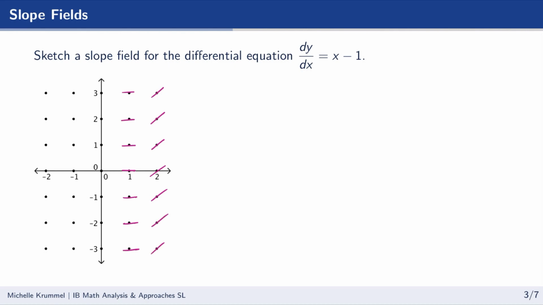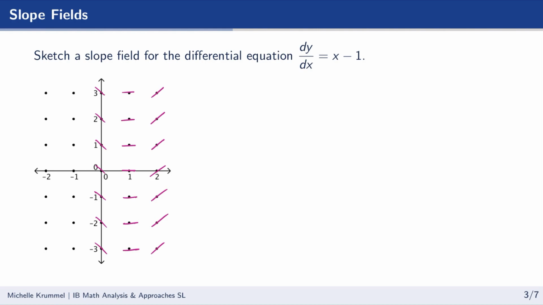Now, how about when x is 0? When x is 0, if we substitute in 0, we get a slope of -1. And a slope of -1 makes a negative 45-degree angle. So down this entire column, I'm doing it kind of quickly, but the slopes should all be parallel.